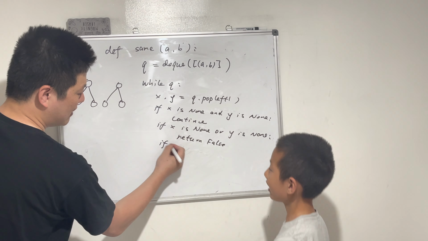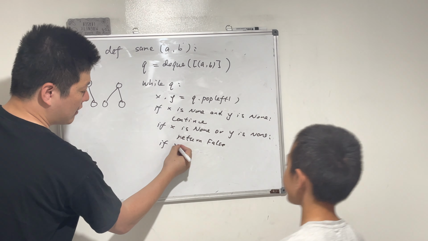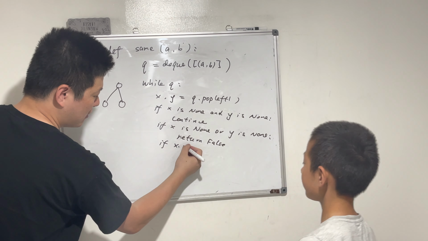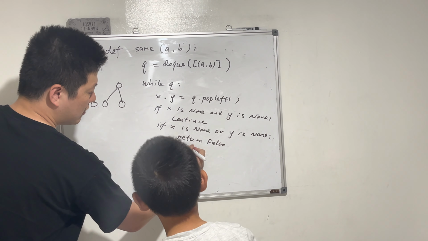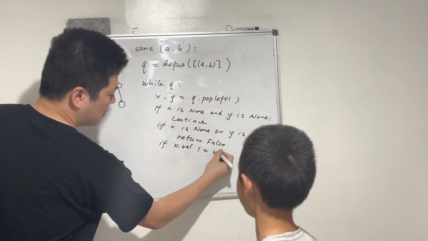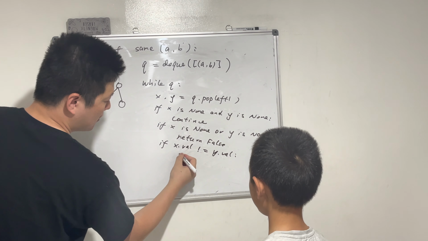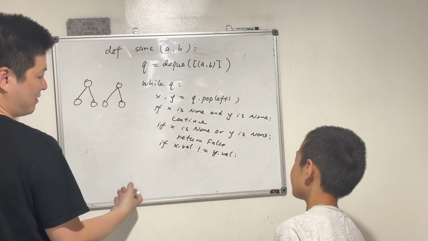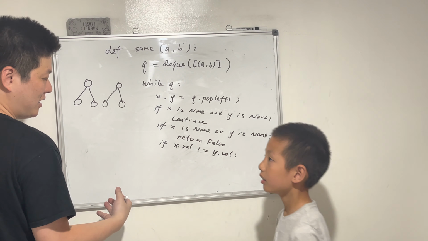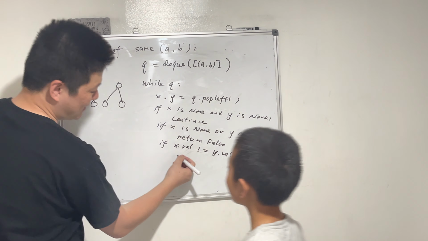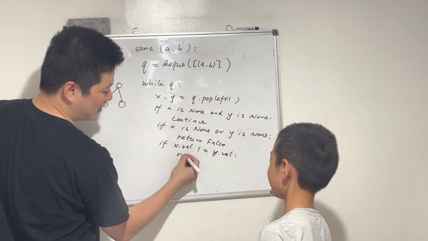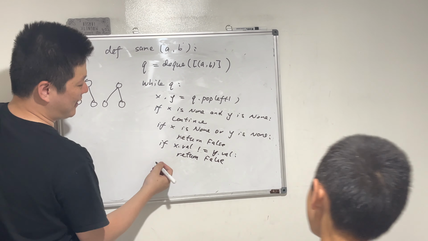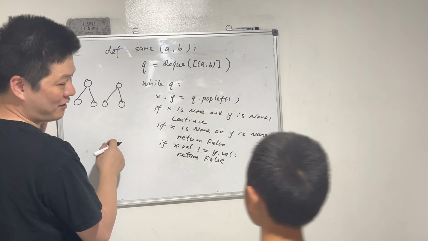And if X and Y are both not none, then we want to check what? X dot value not equals Y dot value. If the value is not equal, what happens? Not equal, we shall return false. Well then, okay. And then we have completed this check, this is okay.